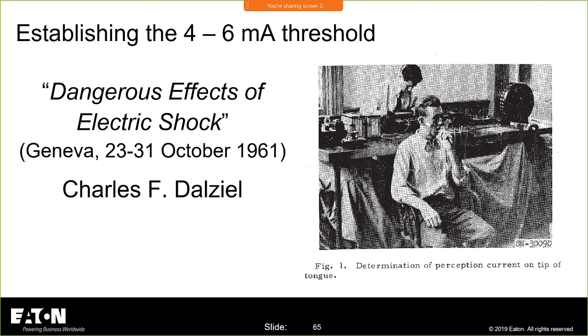So if you look in the 60s, Dalziel came out with some testing, and he published the dangerous effects of electric shock in October of 1961. And here, the picture that we're showing on the screen is a guy who's testing. My tongue, I can even taste the battery on my mouth. He's detecting the sense of voltage and current on his tongue.